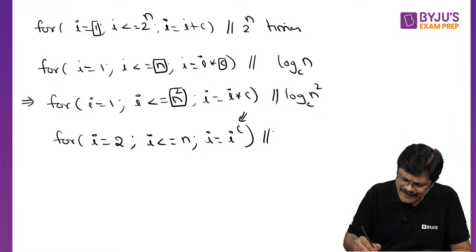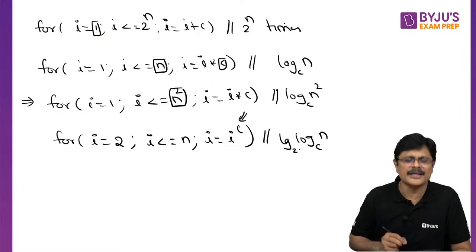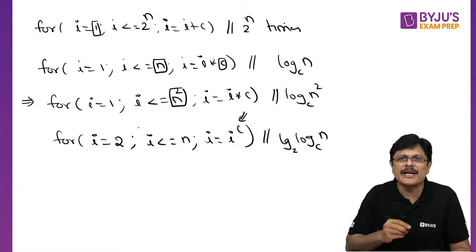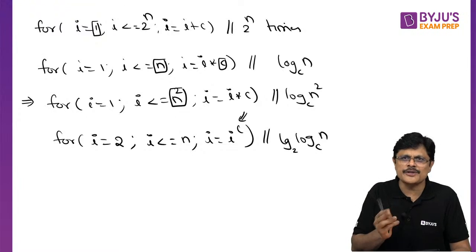For this I gave log n. If this is c, then c comes here; if this is 2, then 2 comes here. Now here also they may give you small variations, my dear friends. And for these 3 rules, I have given the reverse rules also. You just go through that.